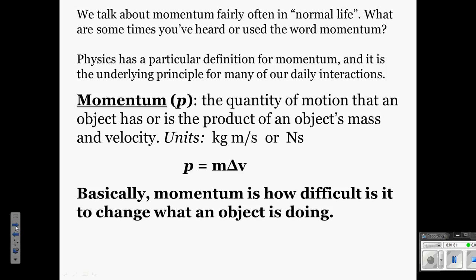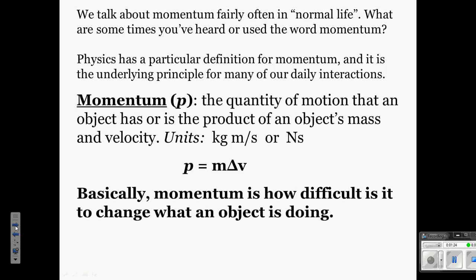Momentum is actually represented by the letter P, and it is the quantity of motion that an object has, or it is the product of an object's mass and velocity. The units that we use to write after momentum is the kilogram meters per second. For short, we write big N, little s.